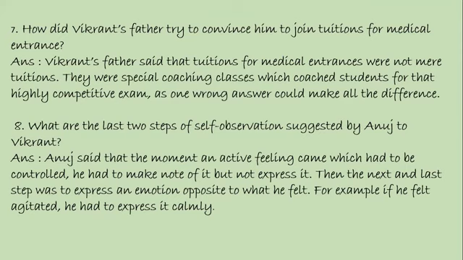Next question. What are the last two steps of self observation suggested by Anuj to Vikrant? Answer. Anuj said that the moment an active feeling came which had to be controlled, he had to make note of it but not express it. Then, the next and the last step was to express an emotion opposite to what he felt. For example, if he felt agitated, he had to express it calmly.